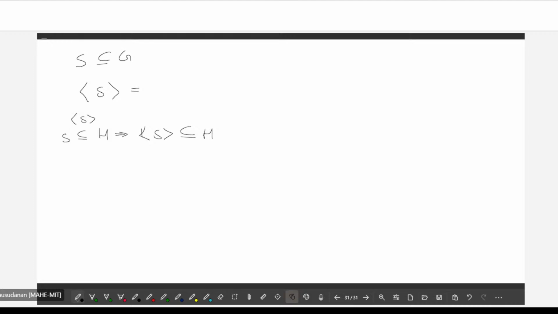So one way to define it is that this is a subgroup of G, and if H is any subgroup of G containing S, then the subgroup generated by S is also contained in H. Another way is to define it a little more explicitly as the intersection of all subgroups of G containing S. This is a little more constructive, but still not very constructive. So what is the most constructive definition?